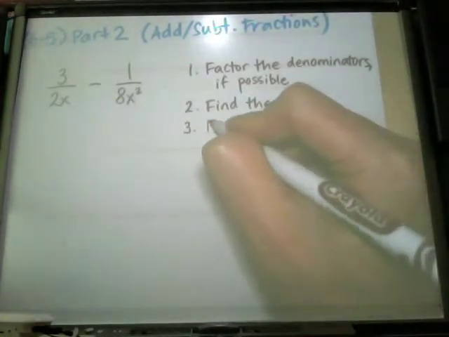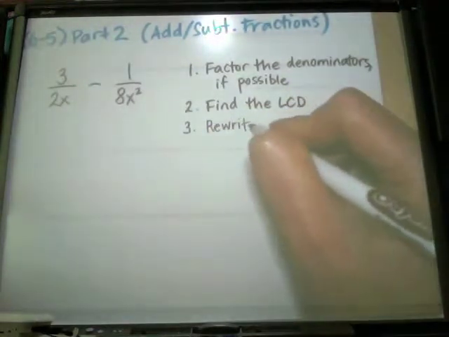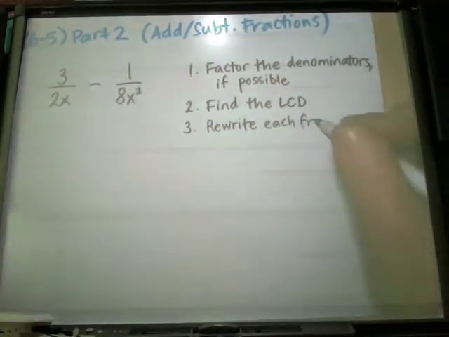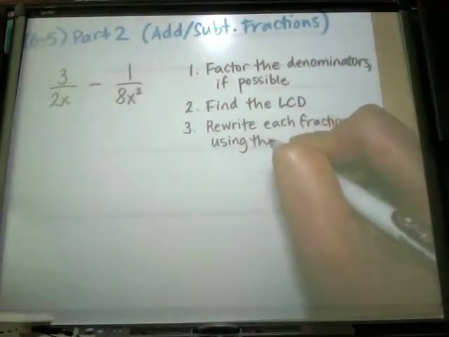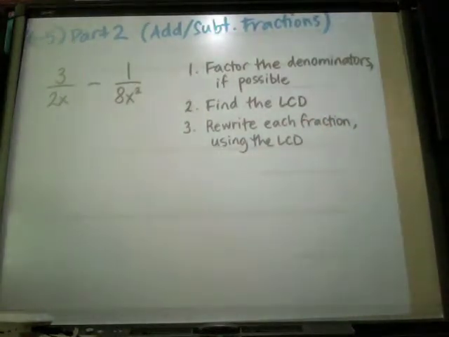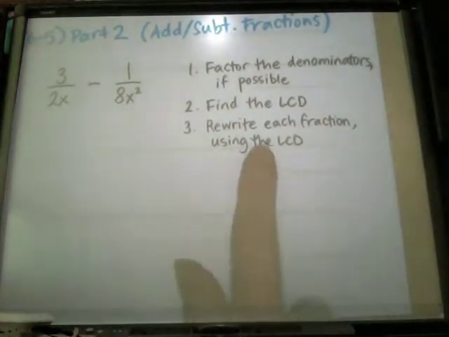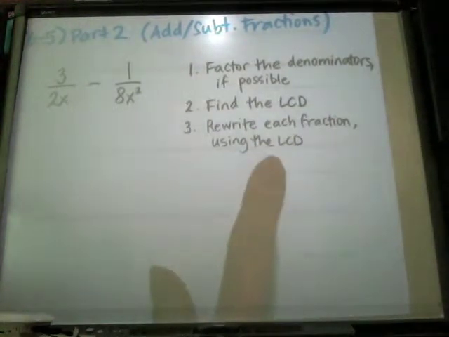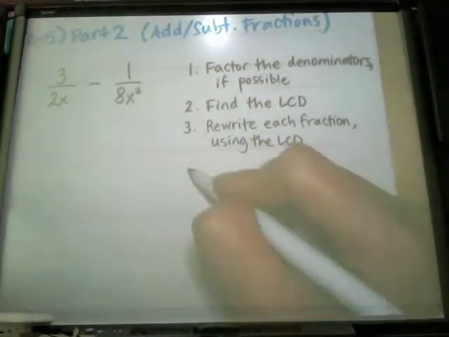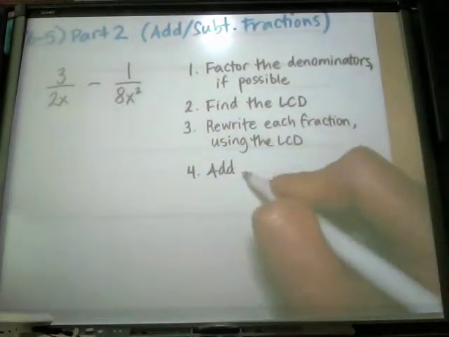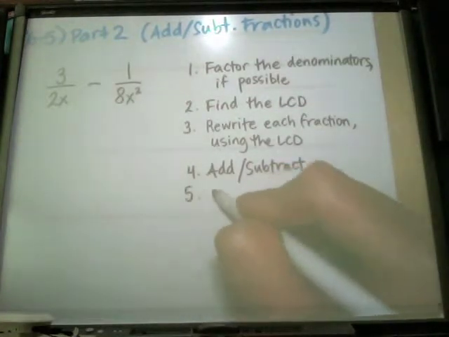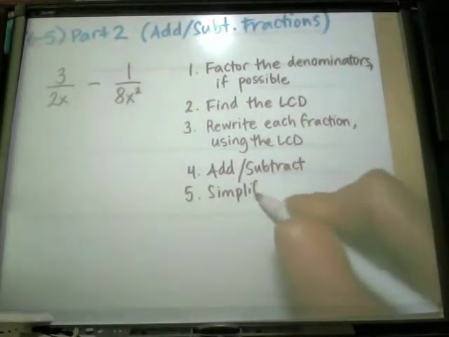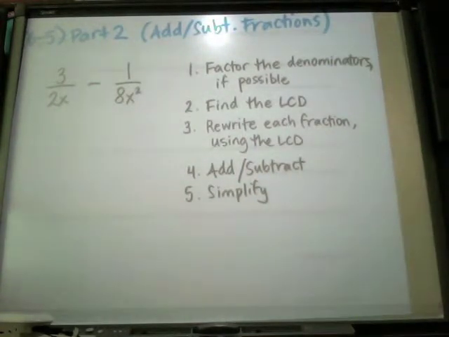Step 3, rewrite each fraction using the LCD. So this is where we started back on 6-4. We were doing this, finding the least common denominator and rewriting the fractions with their least common denominators. And then finally, add or subtract and simplify.